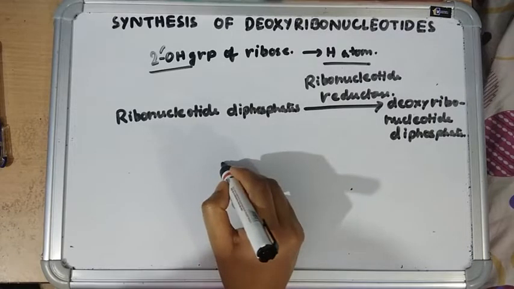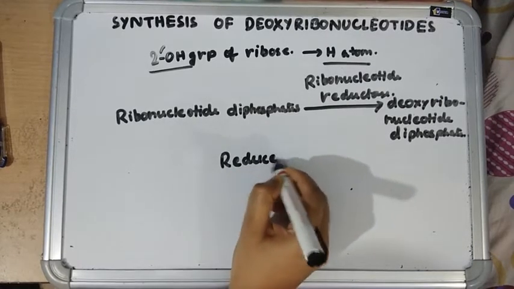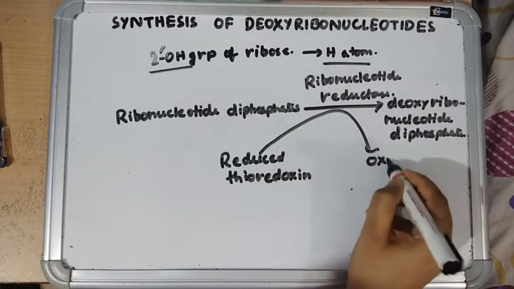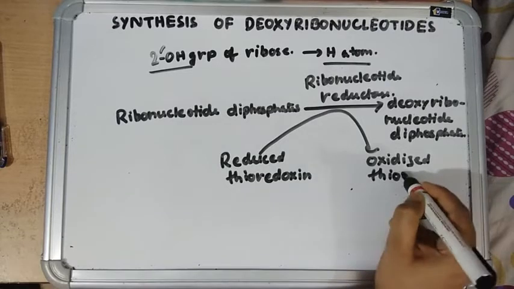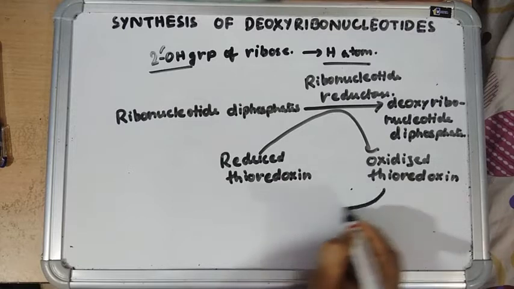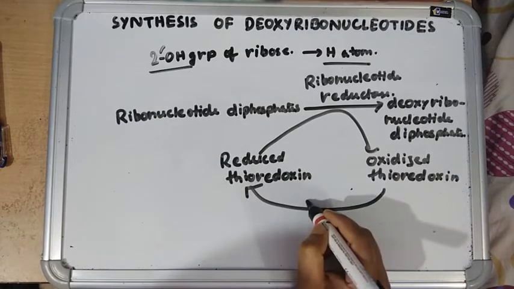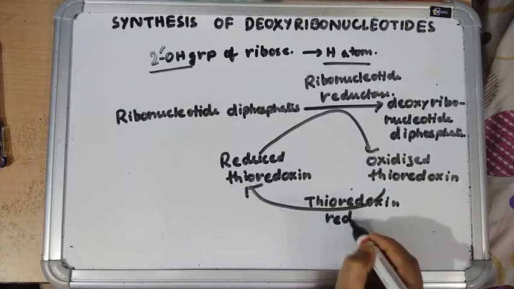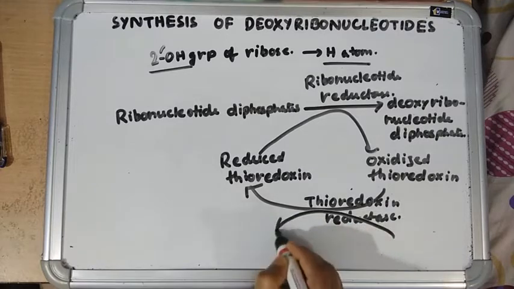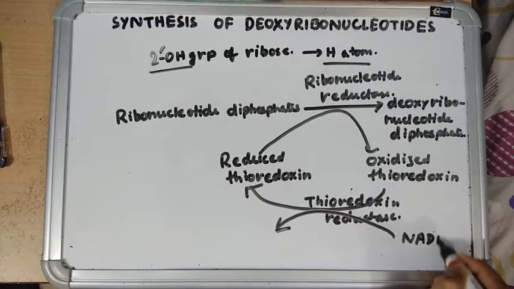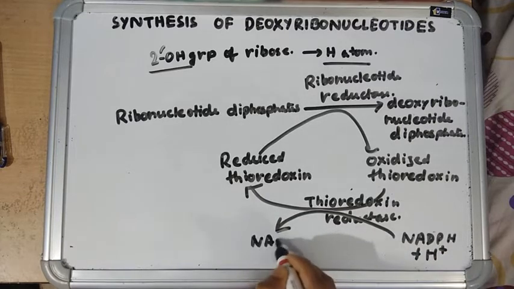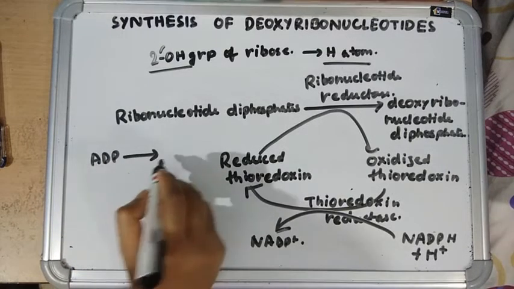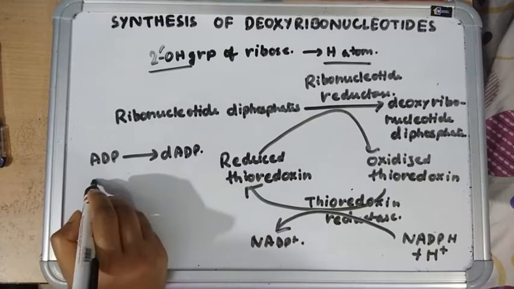Here in this reaction, another protein known as thioredoxin is required. So reduced thioredoxin is converted into oxidized thioredoxin, and the reduced form is regenerated from the oxidized form by the enzyme thioredoxin reductase. And this reaction needs the coenzyme NADPH. So that is how the ribonucleotide diphosphates are converted into their corresponding deoxyribonucleotides.